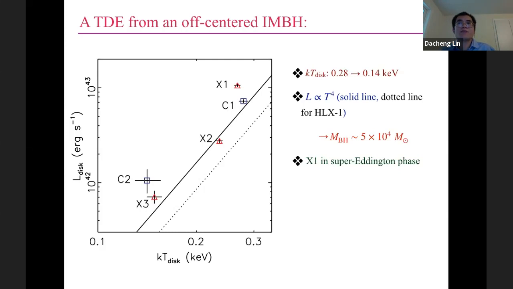This is very important because it indicates that the inner disk radius was truncated at the innermost stable circular orbit. So we can use it to infer the mass of the black hole to be around 50,000 solar masses, and so it is an intermediate mass black hole. The brightest observation seems to deviate from the L ∝ T^4 relation a little bit, and can be explained if it was in the super-Eddington accretion phase.